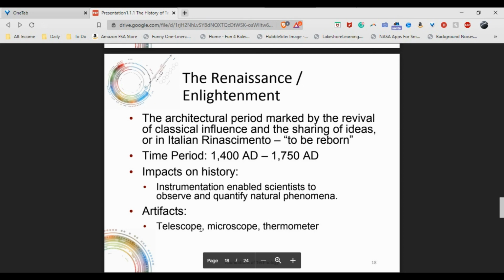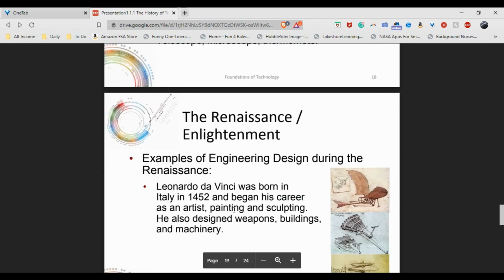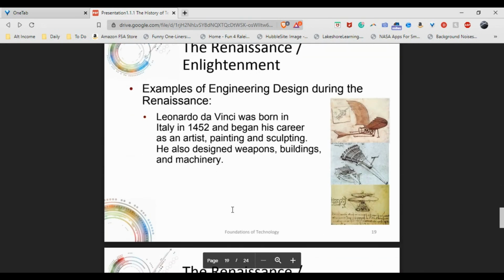So we're now better able to observe and quantify natural phenomena. These things that used to have just myths that existed to explain them, now we're able to look at in a scientific manner and a scientific approach. The telescope was invented. The microscope was invented. The thermometer, stuff that we very much use today, was invented during this era.